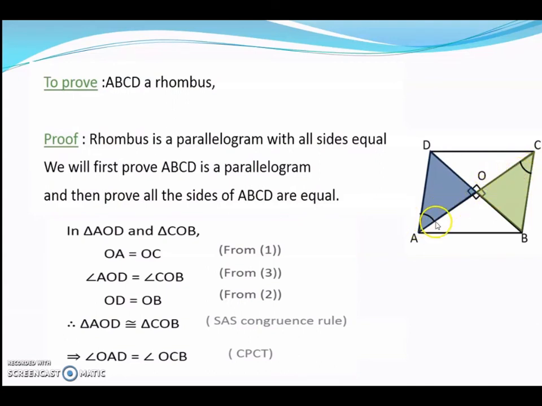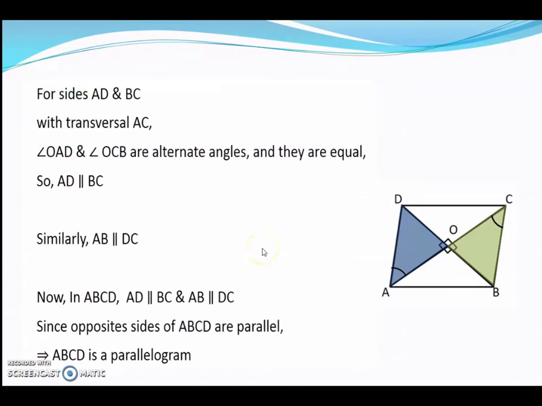Now, but they form a pair of alternate interior angles which are equal. So, therefore, BC and AD, they must be parallel to each other. If we follow similar steps, we can prove similarly DC and AB are also parallel to each other. We don't need to prove it all over again. Same steps you can write. Similarly, AB and DC are also parallel. Now, if both the pairs of opposite sides are parallel, then ABCD should be a parallelogram.